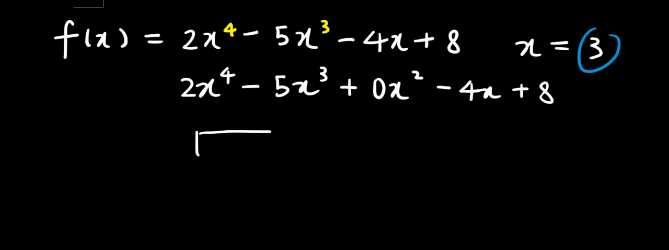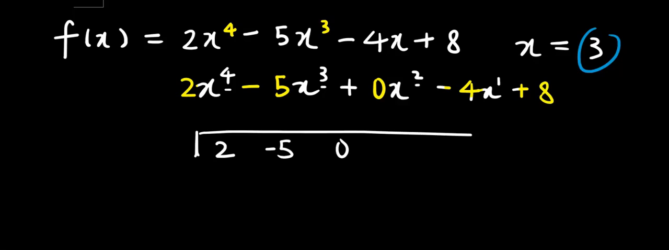Now I'm going to build a half box. And now I'm going to copy down just the coefficients, and the constant is the last. So 2, that's for 4th power. -5, 3rd power. 0, 2nd power, and this is the 1st power. You might want to ask, do we have a power 0? Of course, x to the 0 power is 1. 1 times 8 is 8. As long as you understand this, you don't have to write it down, but you do need to write 8 right here, and then divide by 3.